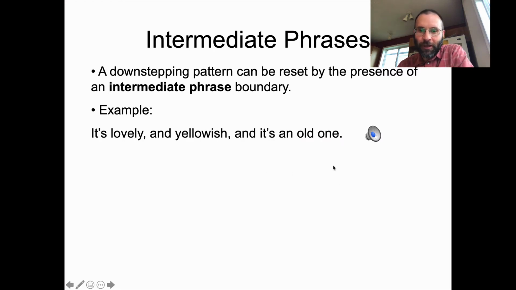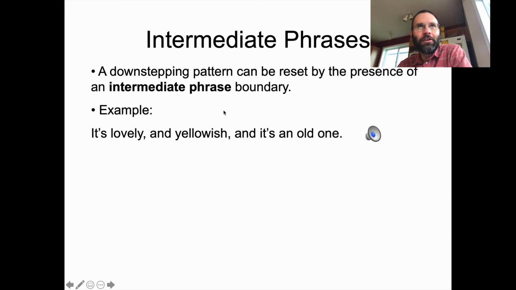This is from Mary Beckman's canned examples that came along with the original version of the ToBI handbook. And she says, "It's lovely and yellowish, and it's an old one." I'll make that a little bit louder. "It's lovely and yellowish, and it's an old one."